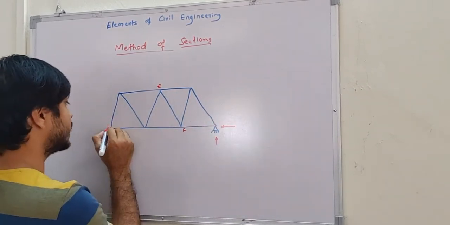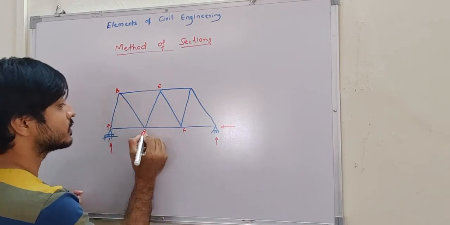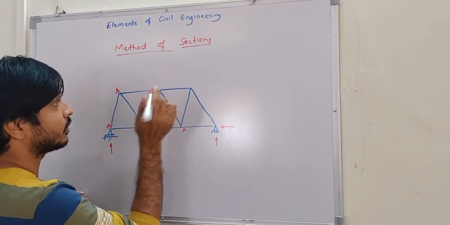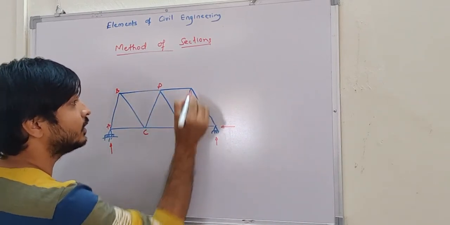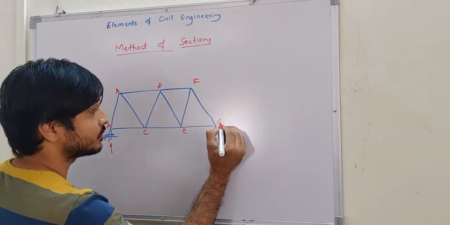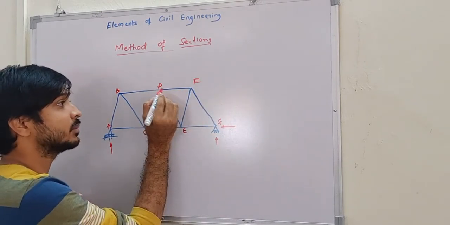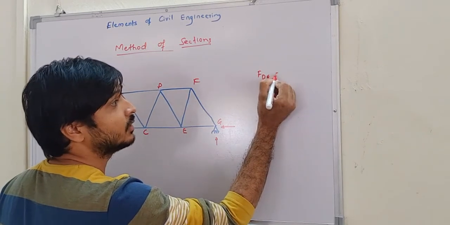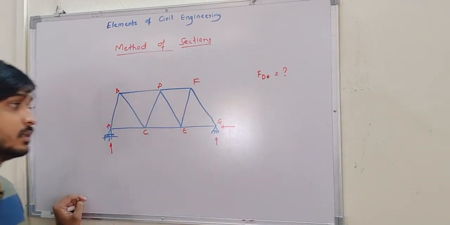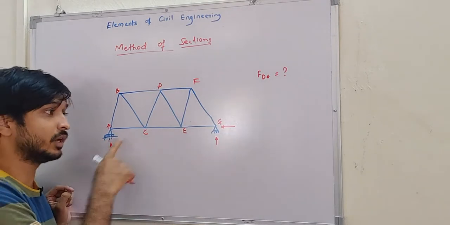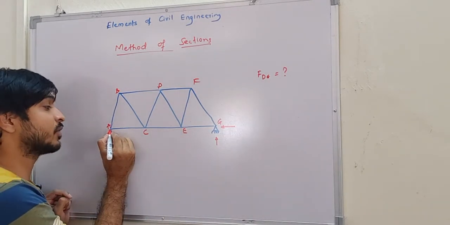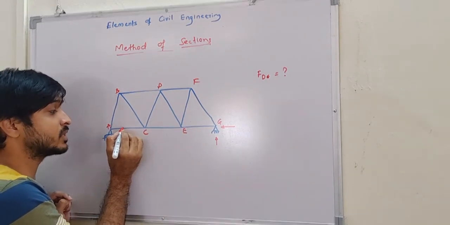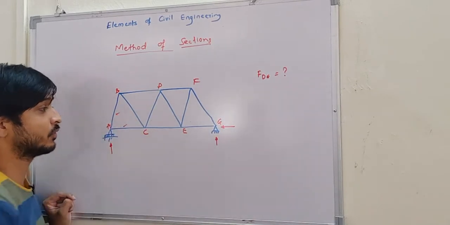Suppose this is A, B, C, and I'll call the others D, E, F and G. If I want to find out the force in the member DE, then what do you have to do by method of joints? First I have to start from this joint or this joint. When I start from here, I have two unknown members. I have to find this, and then I have to find this.